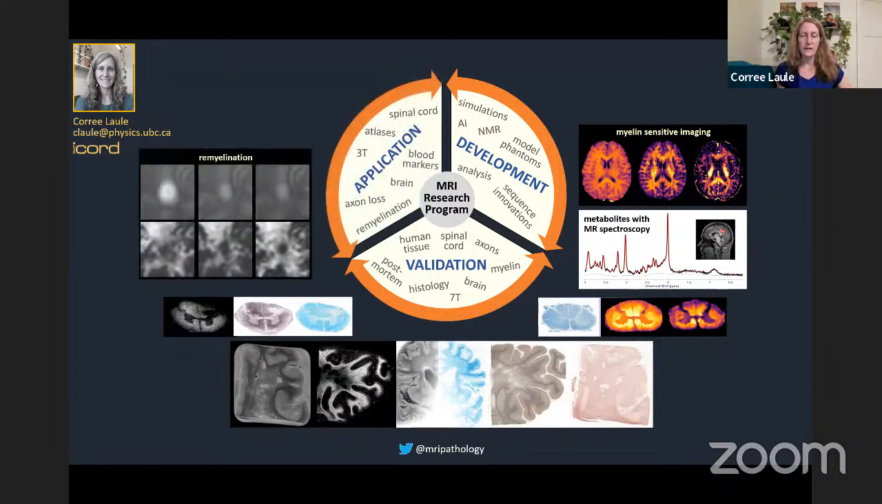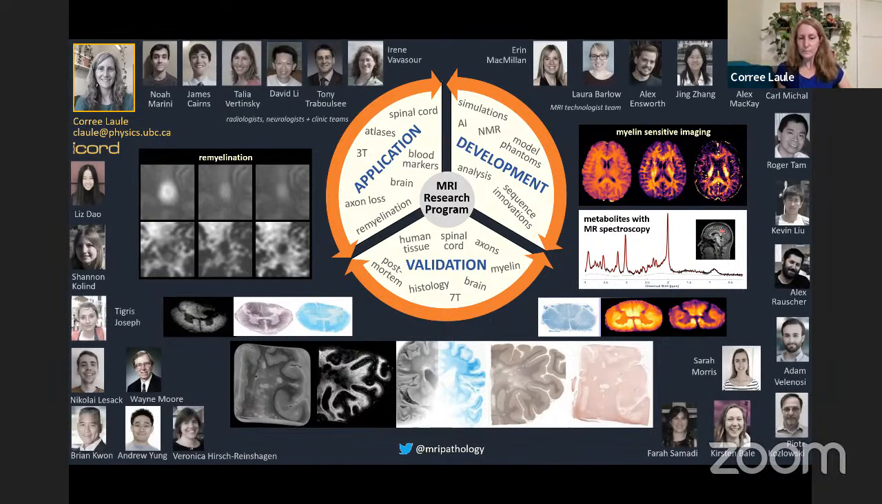And then there's an application arm to my research program, which uses these techniques we've developed and validated and applies them to different in vivo brain and spinal cord conditions, including multiple sclerosis and a few others I'm going to touch on. There's a very big army of people involved in all of this work. I've got most of their pictures here, but probably not everybody. So I just wanted to start by recognizing all of those.